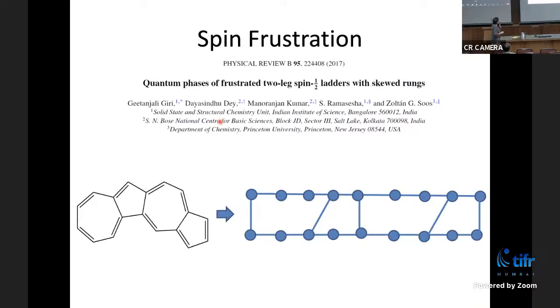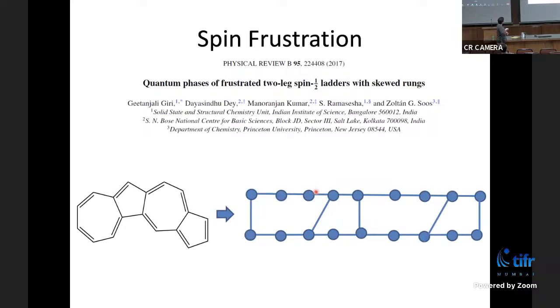So this actually confused us for quite some time. And then I came across this paper by Ram Sesha. Actually, I heard one of his talks where he talked about quantum phases of frustrated two-leg spin-half ladders, which does not sound anything like acenes. But really what this means is this is a ladder. It has two rungs, and it has skewed rungs. It has these slanting rungs.